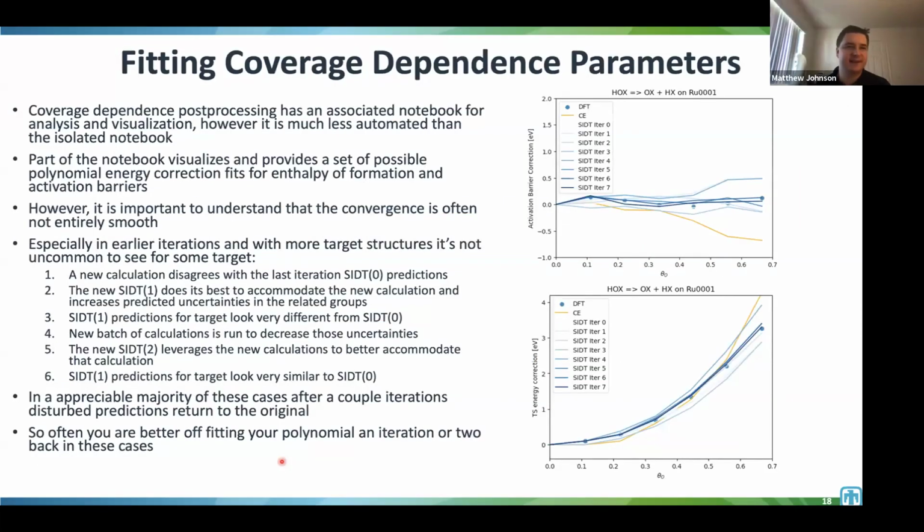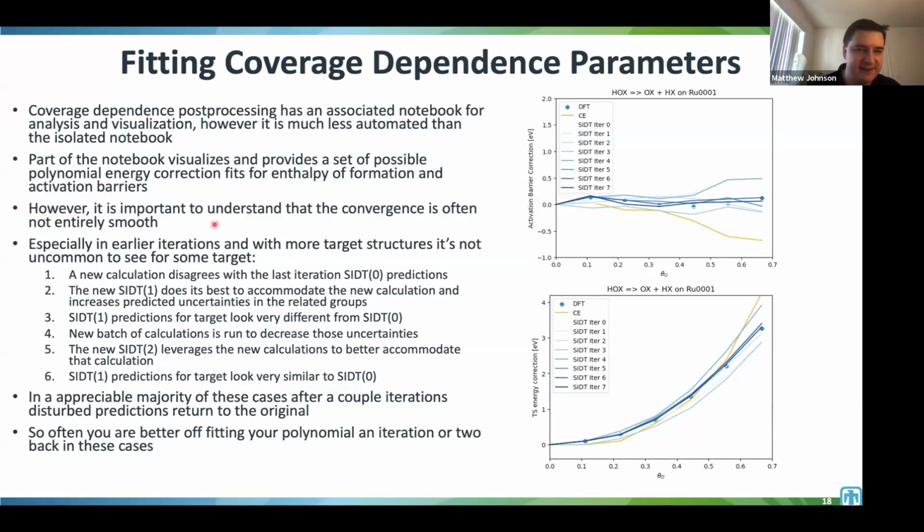An important consideration for using this method is that we have a post-processing notebook for analysis and visualization of the coverage-dependent configurations. It's a little bit less automated than the isolated notebook. Part of this notebook visualizes and provides a set of possible polynomial energy correction fits for both enthalpy of formation for adsorbates and activation barriers for reactions.